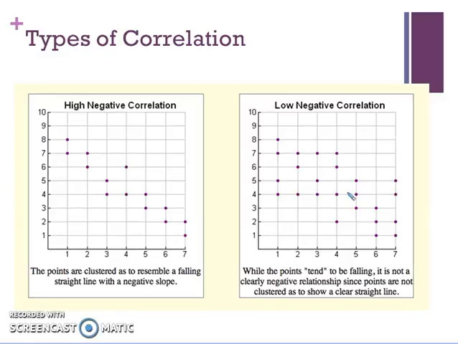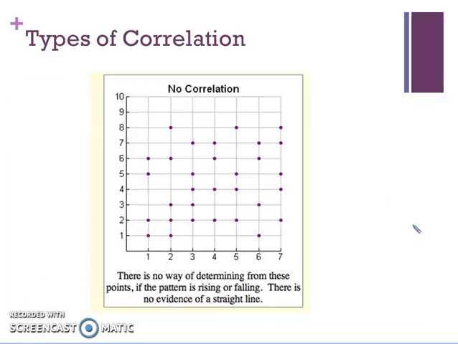All right, and same thing, you got high negative and low negative. Again, you might have strong or weak. So this is a strong negative because it's closer to a line going downhill. This one's a weak negative because it's a little more scattered but still going downhill. And then no correlation is just scattered.